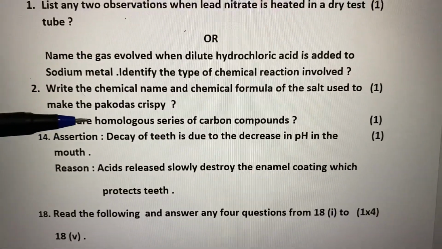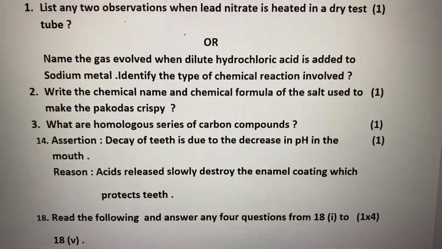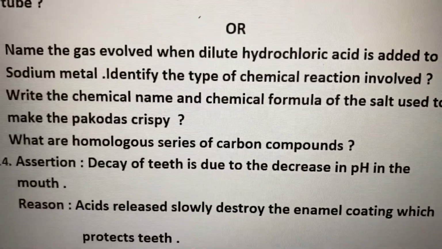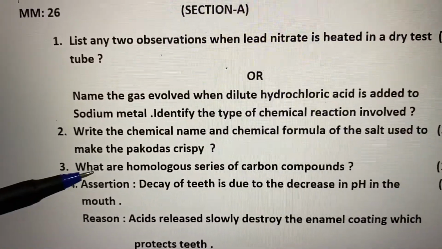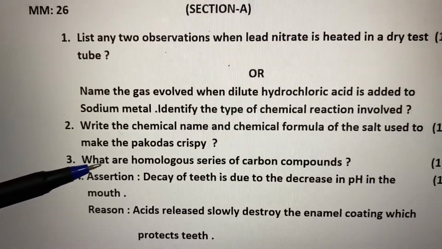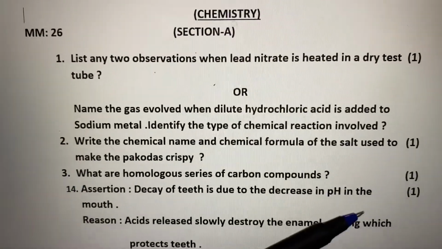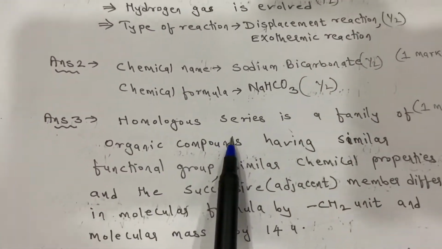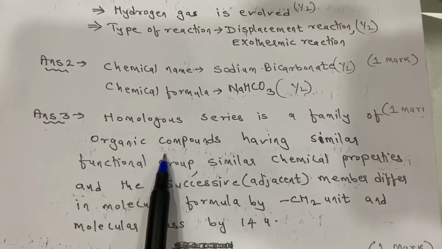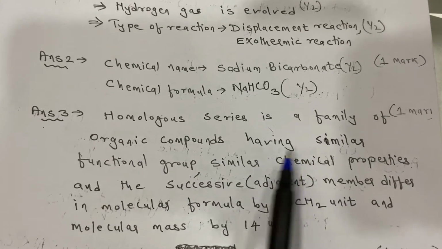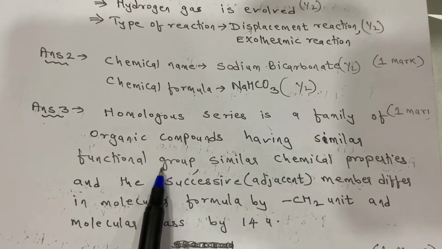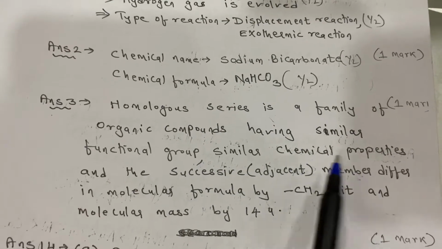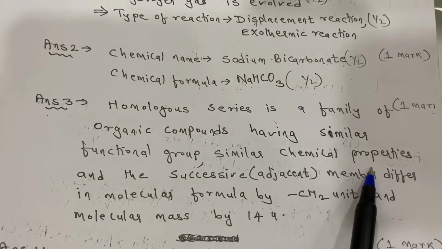Next question is: what are homologous series of carbon compounds? Again students, this is a very important question. Homologous series is a very important topic of the reduced syllabus. So you should write the definition exactly, which carries 1 mark. So what is the definition of homologous series? Homologous series is a family of organic carbon compounds having a similar functional group or general molecular formula. They also have similar chemical properties.